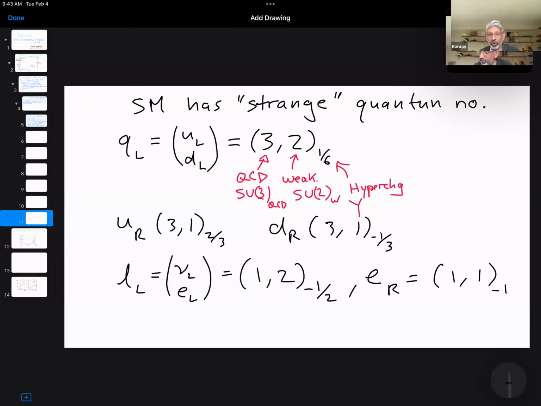Okay, so the key point of writing all this down first is that we see that the SU3 cross SU2 cross U1 hypercharge gauge symmetry of the Standard Model forbids any fermion masses.